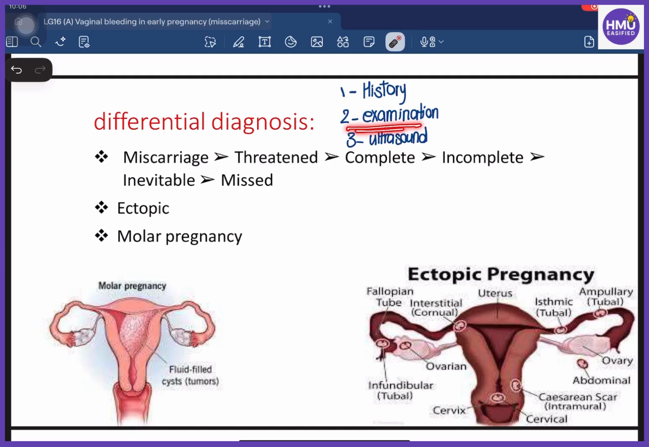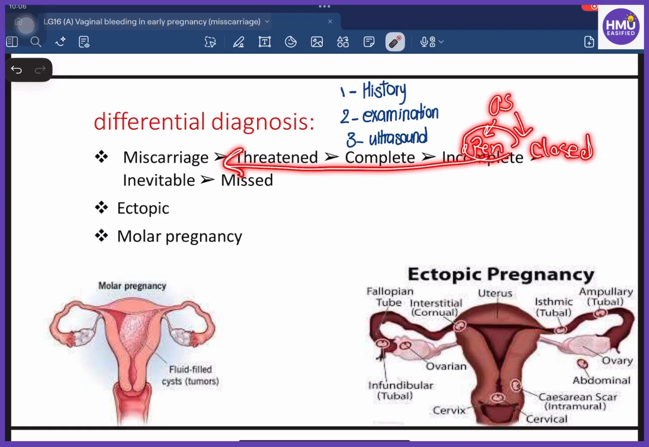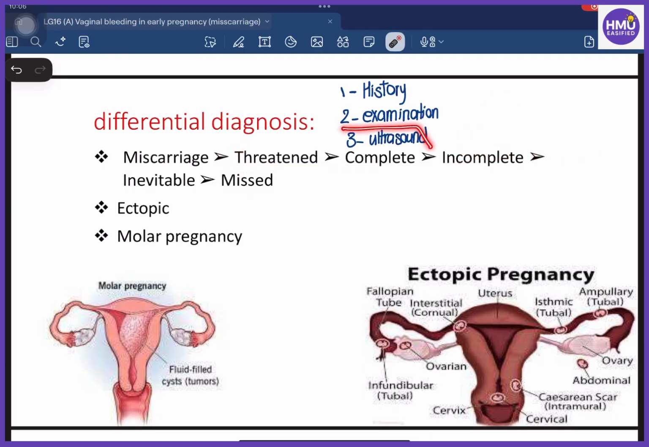And in examination, the abdomen is soft, and we can assess the cervical os. The cervical os could be open or closed. If it is open, then that's highly suggestive of miscarriage. And also we can do ultrasound. On ultrasound, we will see an intrauterine fetus, and beta HCG to confirm the pregnancy. That's how we know if a woman is having miscarriage. They complain mostly of bleeding.